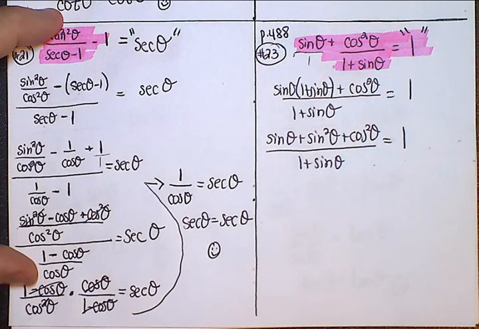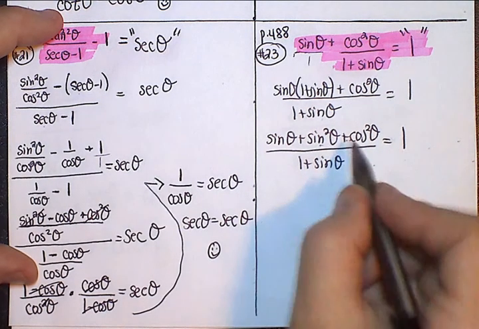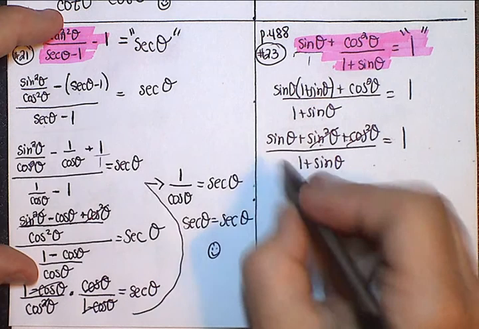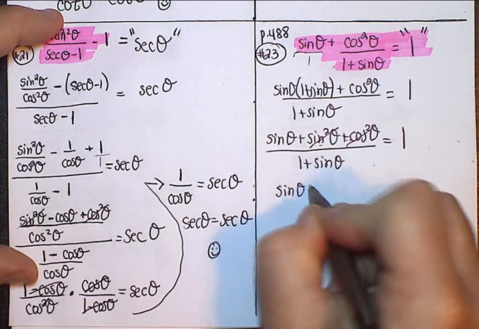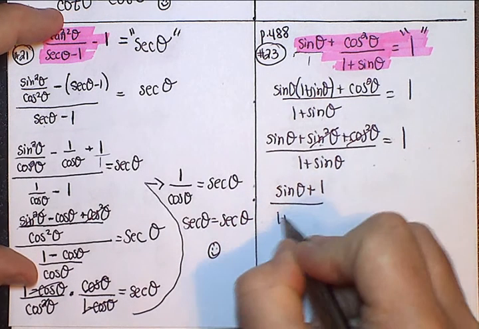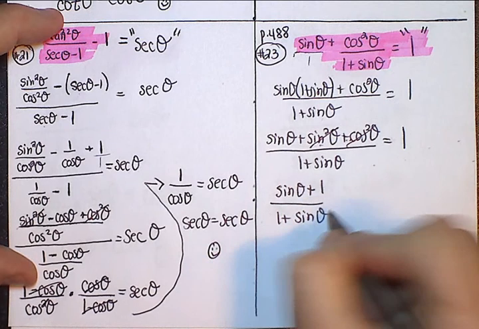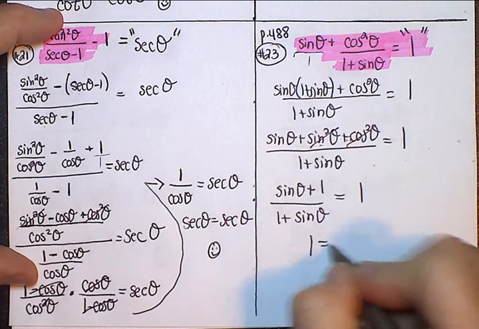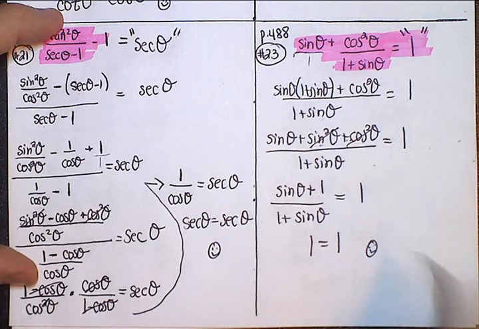And you can see we got those to cancel, and that's going to leave me with sine theta plus 1 over 1 plus sine theta, and that's supposed to equal 1, and 1 is equal to 1. And we're done. Alright, moving on.